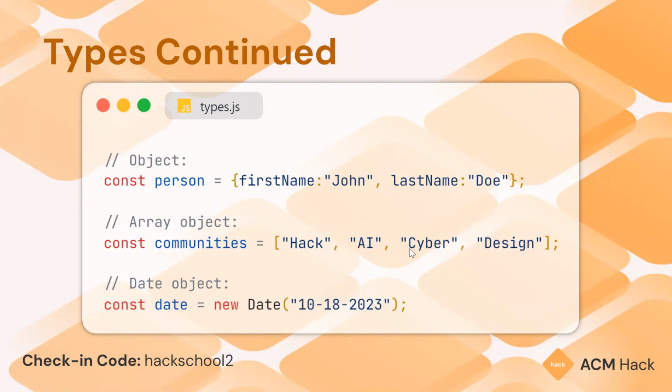You separate each item by commas again, just like with objects. In lists or arrays, you also separate them by commas. These are all strings, but you could also have integers if you like. And with arrays, you can also index into them. So hack would be index 0, AI 1, cyber 2, and design 3.